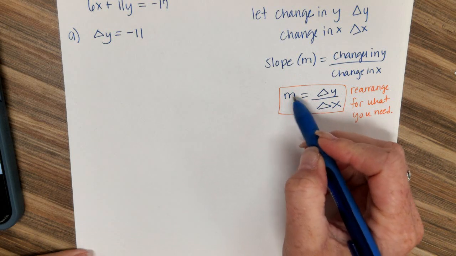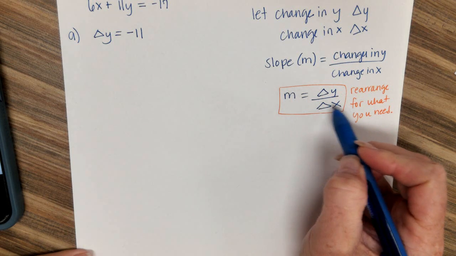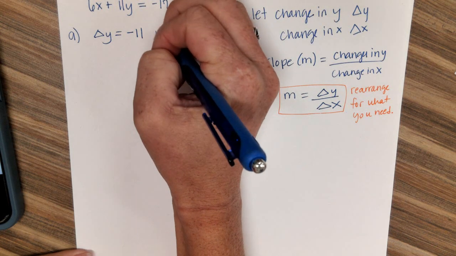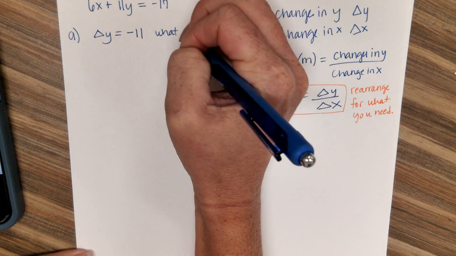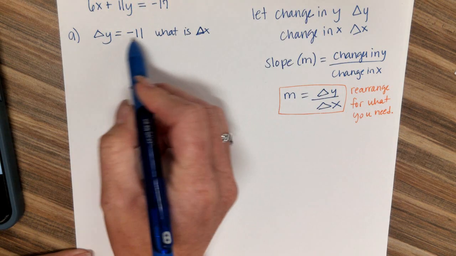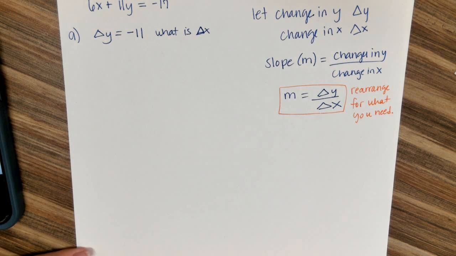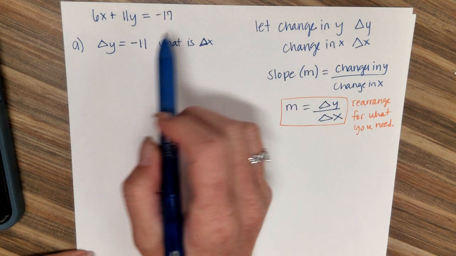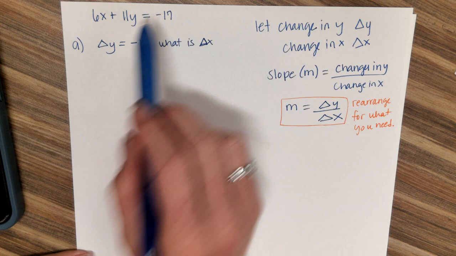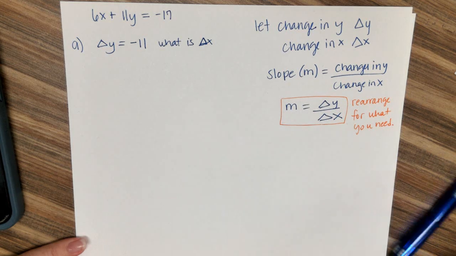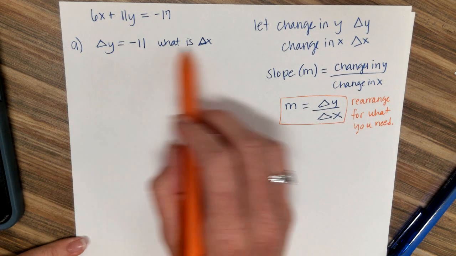We need the slope, and then we can solve for the change in x, because it's giving you the change in y, and it's asking what the change in x would be. So what is the change in x if the change in y is negative 11? Okay, well, to solve this, we need the slope. So this form of the equation is not going to help us. We need to rearrange it to y equals mx plus b so that we know the slope. So I'm going to go do that. I probably should have done it above this, but whatever.